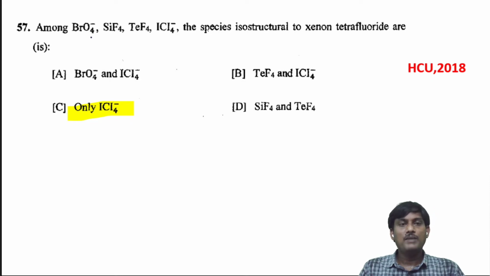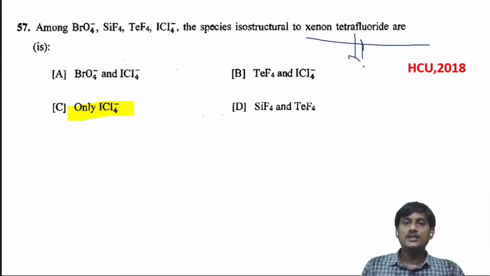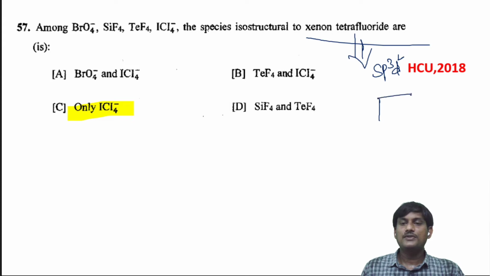Among BrO4 minus, SiF4, TeF4, ICl4 minus, which species is isostructural with xenon tetrafluoride? Xenon tetrafluoride has sp3d2 hybridization, and it has a square planar structure. This is the structure. And here you have lone pairs of electrons, the fluorine, and also fluorine.